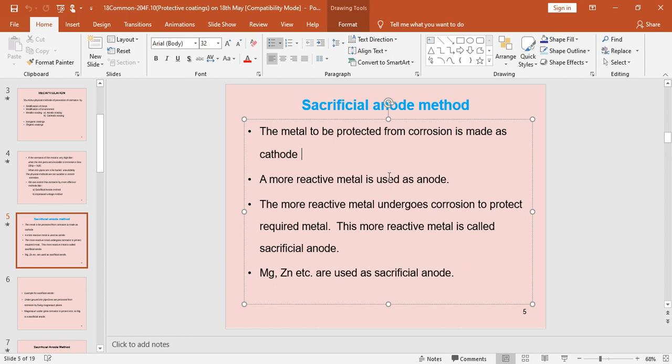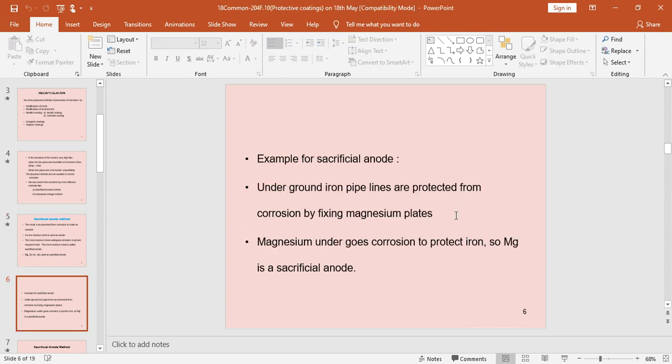Right, have you noted down? So this is the sacrificial anode method. The metal to be protected from corrosion is made a cathode. A more reactive metal is used as the anode. The more reactive metal undergoes corrosion to protect the required metal. This more reactive metal is called the sacrificial anode. Example: galvanization means iron coated by zinc. Magnesium and zinc metals are used as sacrificial anodes. See examples in the next slide.